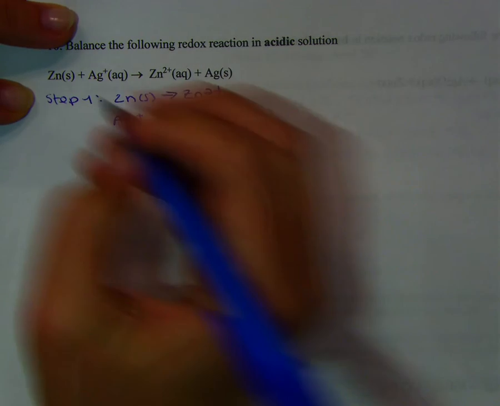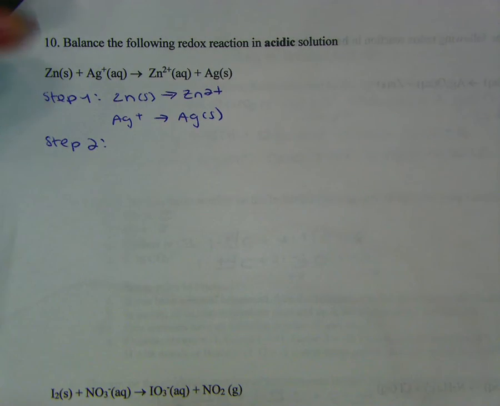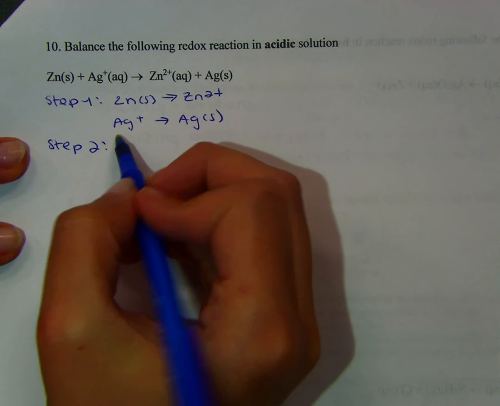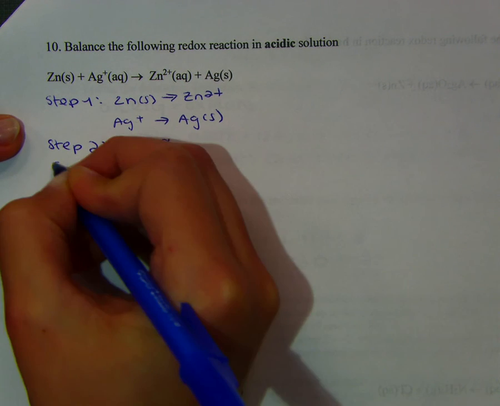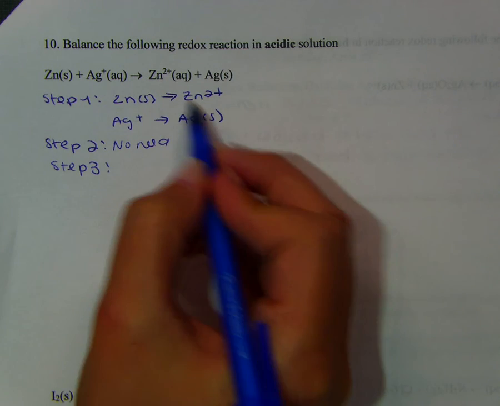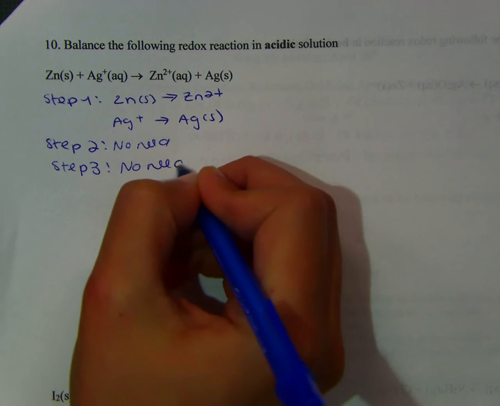Step 2 is, I would need to balance anything that's a non-hydrogen, non-oxygen. I look here, there's no such thing. There's no oxygen, these are all balanced. 1 and 1, 1 and 1. No need. Step 3. I need to balance my oxygens. I look here, there's no oxygens. Nice. No need for that one.